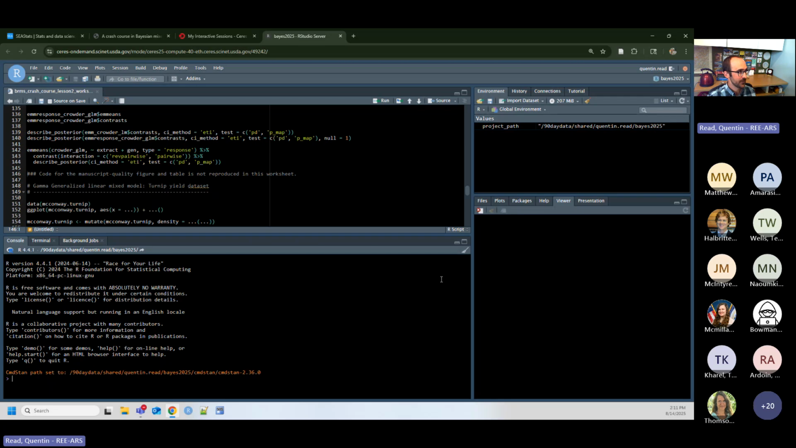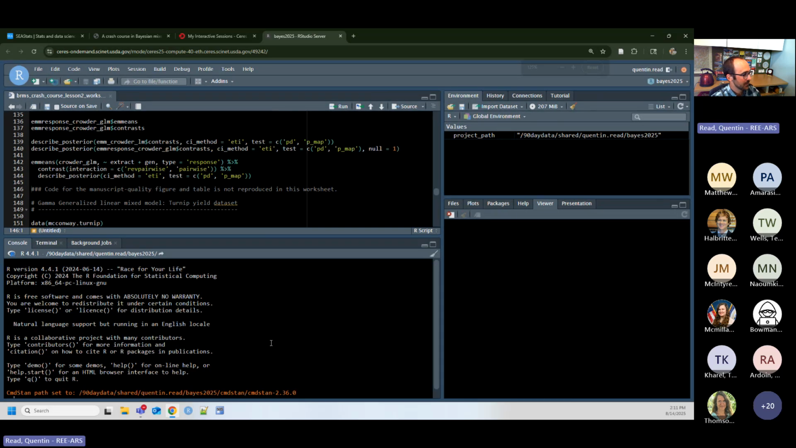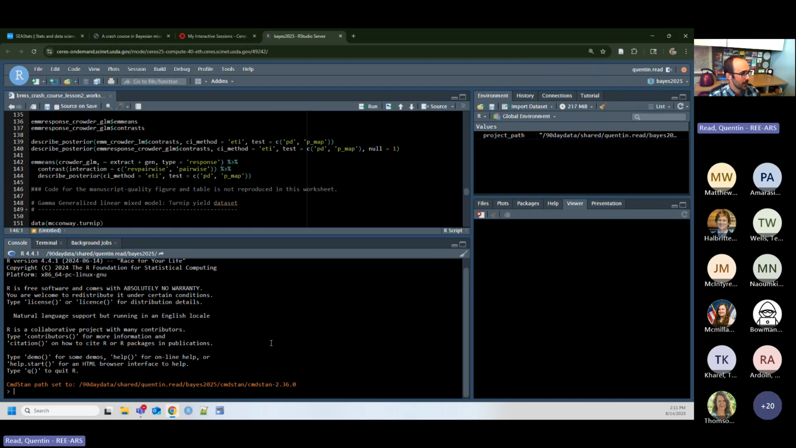Okay, and hopefully if everything is configured properly for you within the Bayes project, once you connect back to RStudio Server, you should see that the Stan path was set so that the system recognizes where to find Stan. Let me actually make this a little bit bigger. There we go.